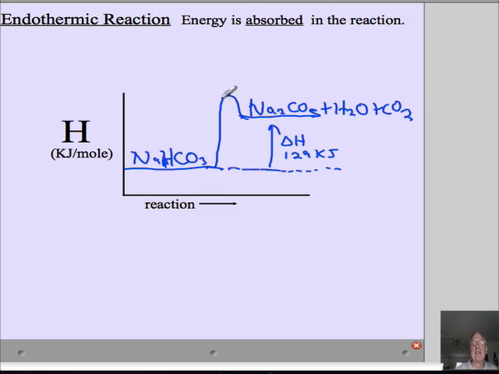Now, this amount of energy that it takes to go from the beginning, from the reactants, let me change that color here, to the peak of this graph, it's the energy it takes to start the reaction. This is called activation energy, and the symbol for that is the energy symbol sub ACT for activation energy. And the activation energy is the energy required to start the reaction.